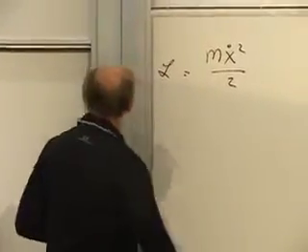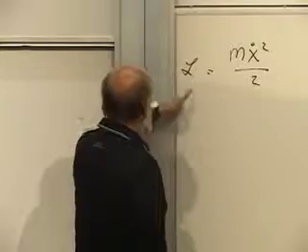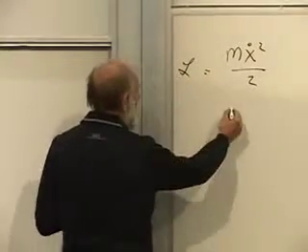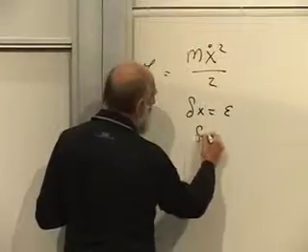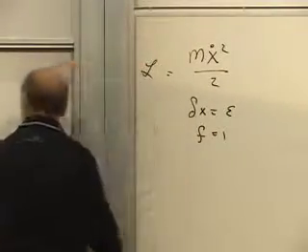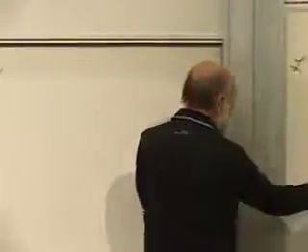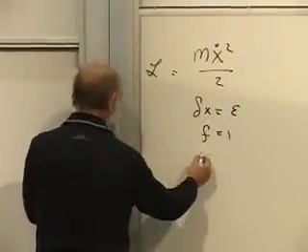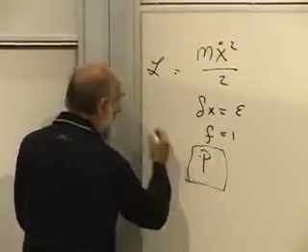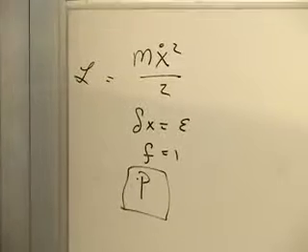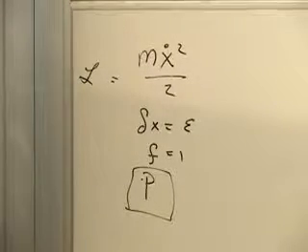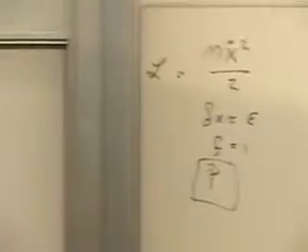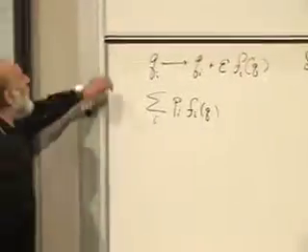If this is the Lagrangian, then let's just go through it. The delta x is just equal to epsilon. That means f is equal to 1. And the conserved quantity is just p, momentum. So sometimes it can be that the conserved quantity really is momentum. Other times it may not be. All right, so let's go back now.